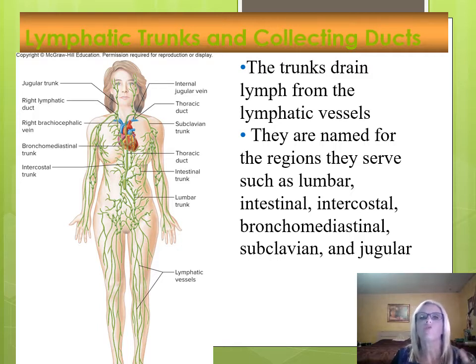The trunks that drain the fluid back into the cardiovascular system are going to serve lumbar, intercostal, things like the bronchomediastinal, subclavian, and jugular. The thoracic and right lymphatic duct are then going to drain the lymphatic trunks. Lymphatic vessels are going to merge into larger trunks, which in turn drain into what we call a collecting duct.